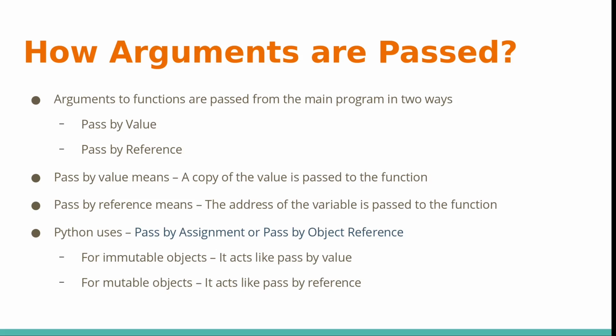What happens internally when arguments are passed to a function? Most computer programming languages either pass the arguments by value or by reference. When an argument is passed by value, it means that a copy of the value is passed to the function. When we say pass by reference, what we mean is that the address of the variable is passed to the function, which means the function is free to modify the contents of that variable and change the variable. Python uses what is called pass by assignment or pass by object reference.